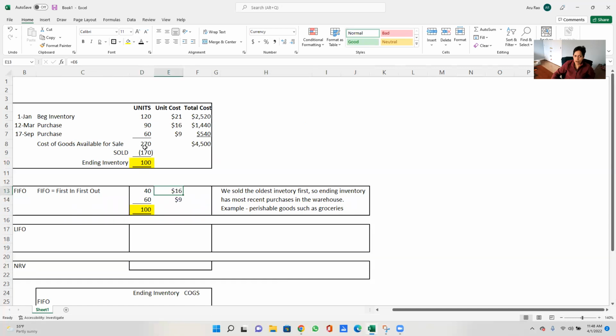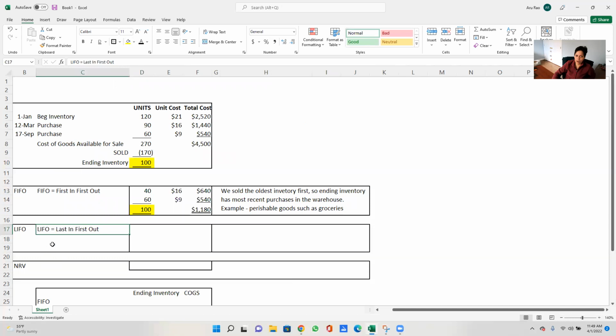So of the 270, 170 was sold, which means this 120, all of that was sold. I got rid of that. That was there from last year. I got rid of that first. And then I took from over here 50, which means 40 is remaining over here. When I multiply these numbers, I'm saying that my ending inventory under the first in, first out method is 1,180.